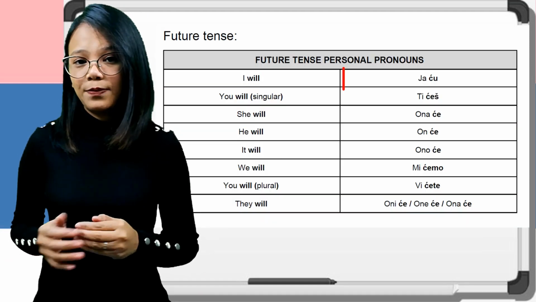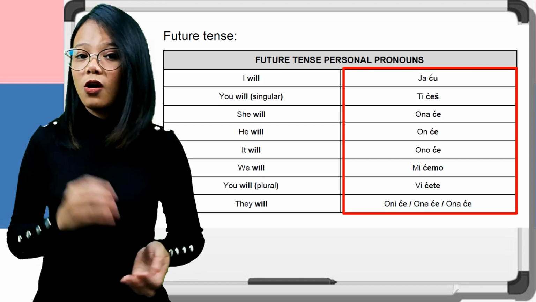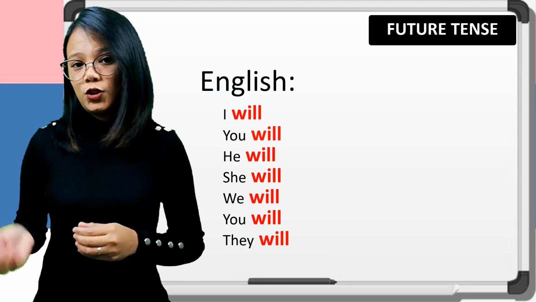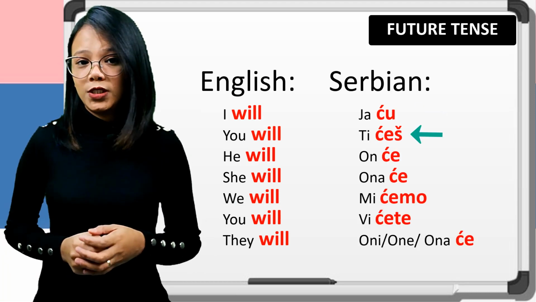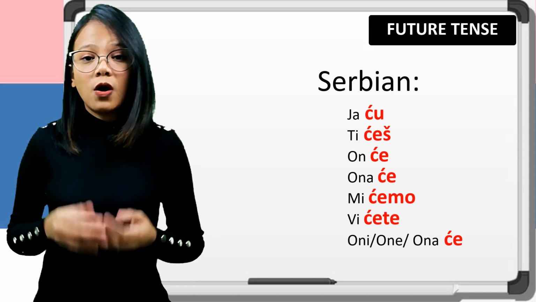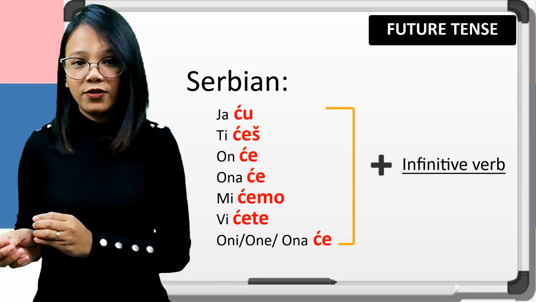Let's go to the future tense. As you can see in the table in the PDF, there are corresponding auxiliary verbs for future tense depending on the personal pronouns. If in English we are using will for future tense, in Serbian we are using these: ću, ćeš, će, ćemo, ćete, će. You must memorize them. Why? Because we just need to combine them and the infinitive verb.